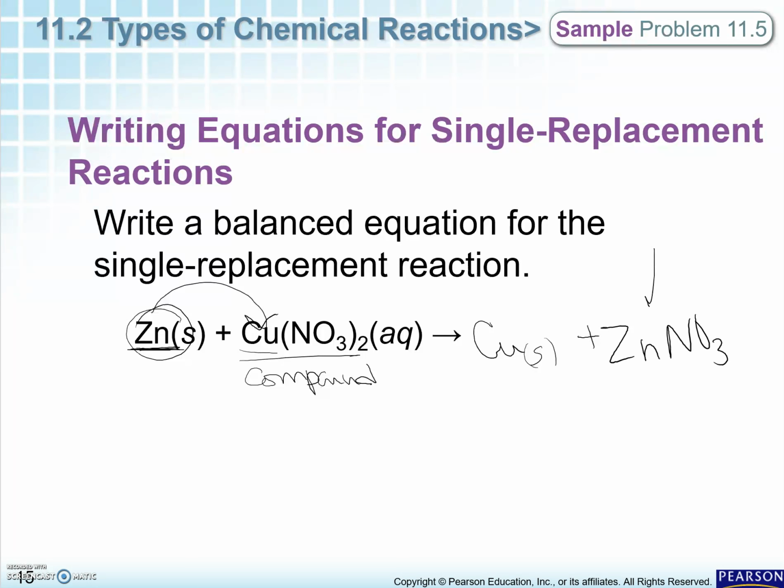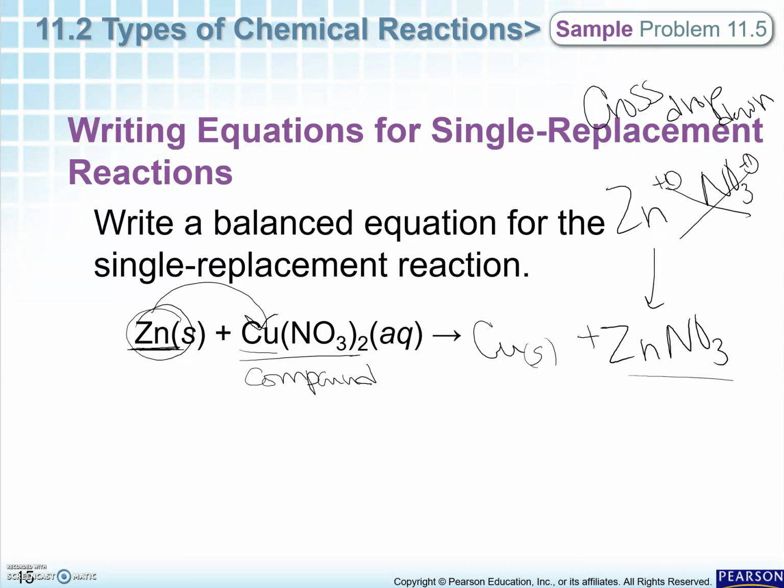And remember, if you're trying to figure this out, zinc is always going to be +1. And nitrate, remember I give you that lovely list of polyatomic ions. And then we use the cross drop down method to make our product. So 1 and 1 go down. Since we don't write our ones, we get our reaction there.